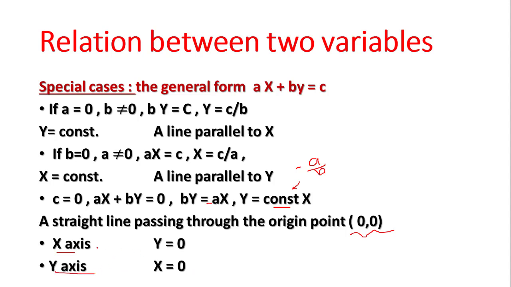Okay, so we have some special cases. The first one, in case of y equals a constant, this is a line parallel to x. X equals a constant is parallel to y. Y equals a constant times x, in this case the straight line passes through the origin point, which is 0 and 0. If y equals 0, that is the equation of the x-axis. X equals 0 is the equation of the y-axis.